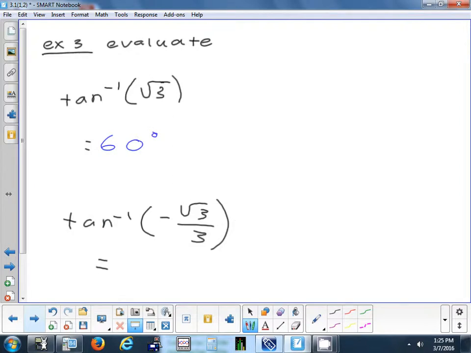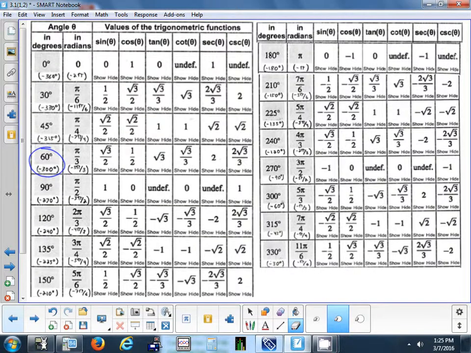And how about inverse tangent of negative root 3 over 3? Let's see. Negative, which one? I was looking at cotangent. Oh, yeah, you're looking at cotangent. Yep, I can see that. This one's across from the last row, but which one of those do we want to pick? Negative 30. Okay, negative 30.